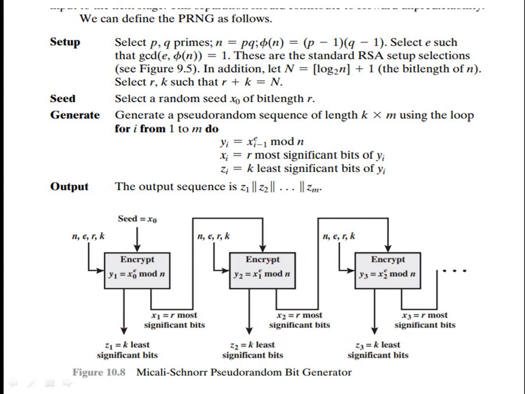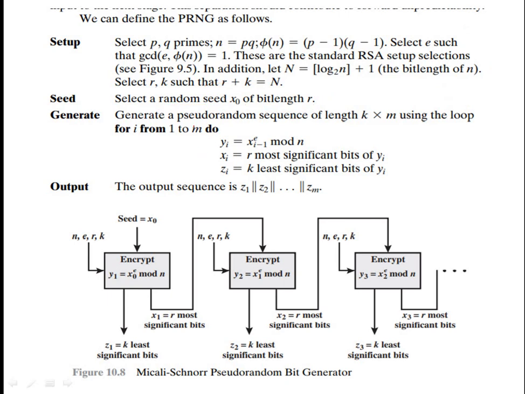I hope this part is clear to all of you. So you can see here what is the setup, what is the seed, what to generate, what is the output. Everything is given here. Just have a look at this. This setup is nothing but the setup for the RSA algorithm. Already we have studied the RSA algorithm, so these are the steps of the RSA algorithm. What is the seed here? We need to select a random seed, that is x0 of bit length r. That is called the seed.